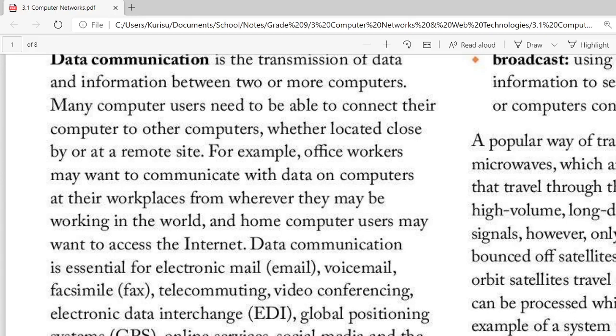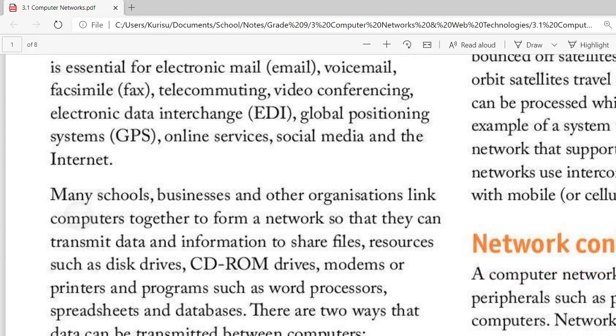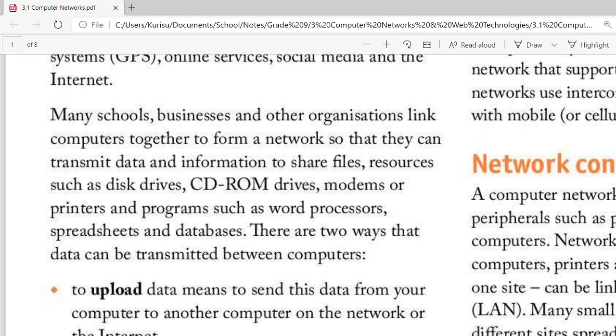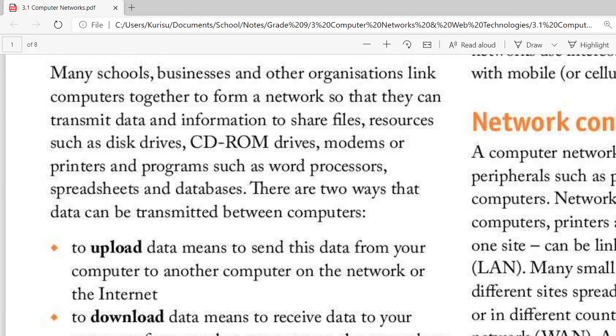Now, we have other instances where we can make use of the network. It can offer us services like email, it can give us services like fax, telecommuting, video conferencing, and so on. Let's see some other ways that we make use of the network.